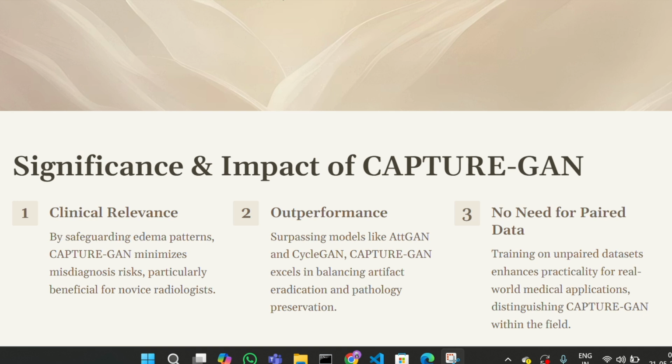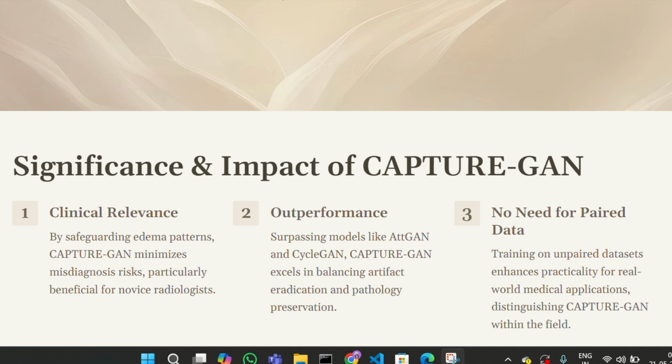Third, and the most unique feature of CAPTURE-GAN, is that it operates in an unsupervised condition. That is, there is no need for paired images. It learns entirely from unpaired DECT images, making it practical, scalable, and ready to be integrated into real clinical workflows without demanding extra imaging or manual labeling.